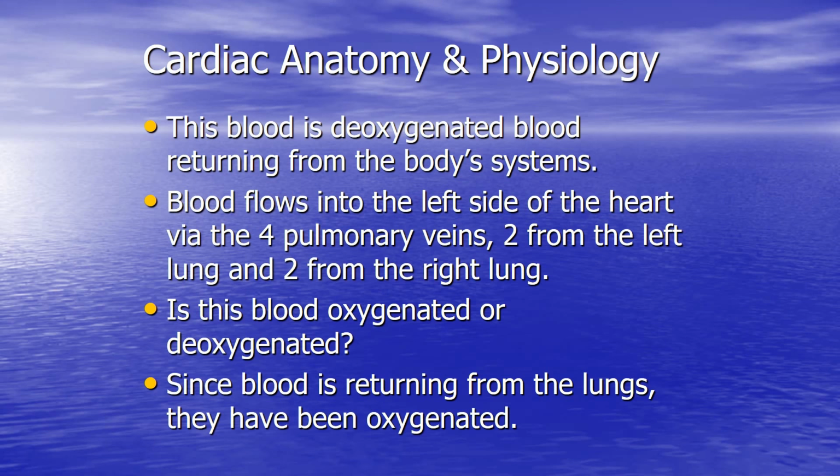On the left side, the left atrium receives blood from the pulmonary veins. There are 4 pulmonary veins, 2 from the right lung and 2 from the left lung. This blood is rich in oxygen.